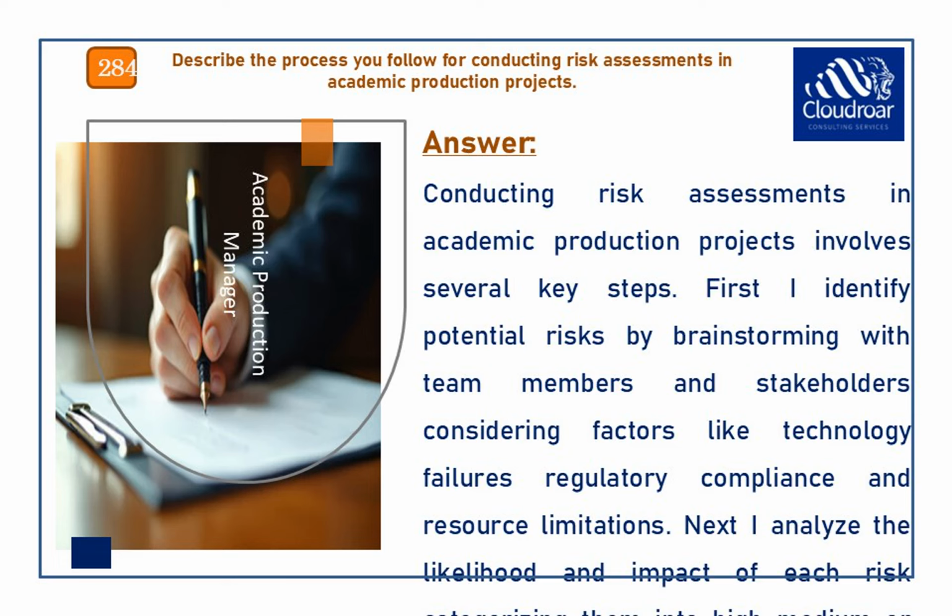Question 284. Describe the process you follow for conducting risk assessments in academic production projects. Conducting risk assessments in academic production projects involves several key steps. First, I identify potential risks by brainstorming with team members and stakeholders, considering factors like technology failures, regulatory compliance, and resource limitations. Next, I analyze the likelihood and impact of each risk, categorizing them into high, medium, or low priority.